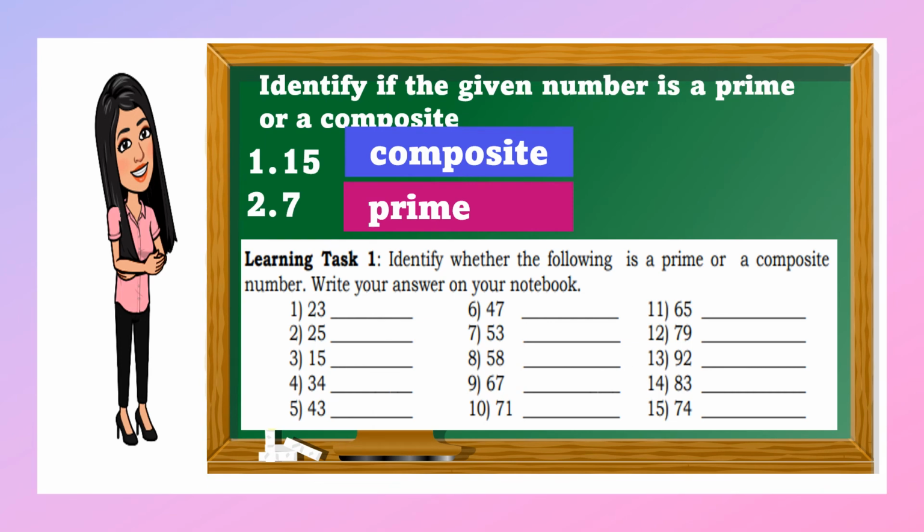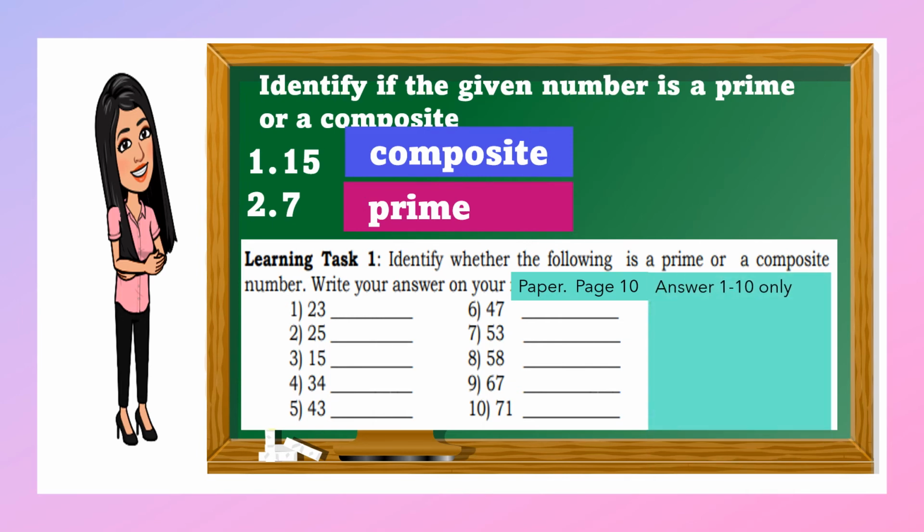For your learning task, identify whether the following is a prime or a composite number. Write your answer on your paper, page 10. Remember kids, answer 1 to 10 only. So we have number 1, 23. Is it a prime or composite? 2, 25. Number 3, 15. 4, 34. 5, 43. 6, 47. 7, 53. Number 8, 58. Number 9, 67. Number 10, 71.